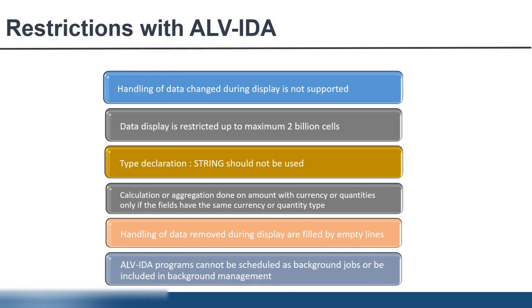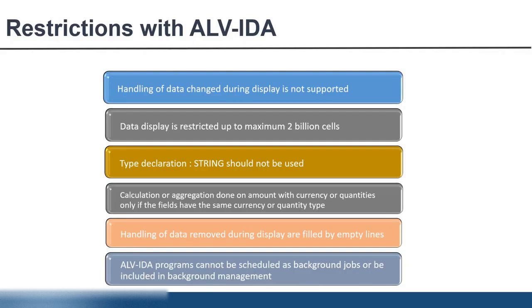The last restriction is that ALV IDA programs cannot be scheduled as a background job. Why can it not be scheduled? Because we are displaying live data from the underlying database, it is not possible to schedule it as a background job.